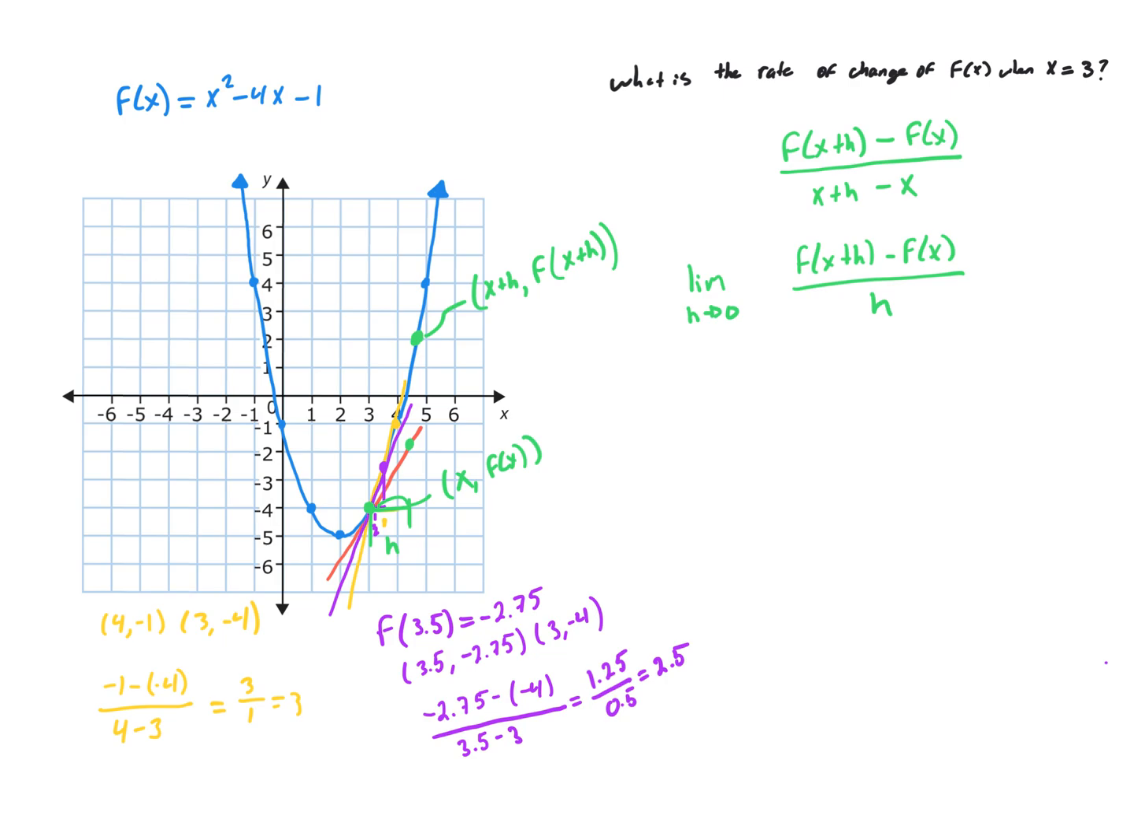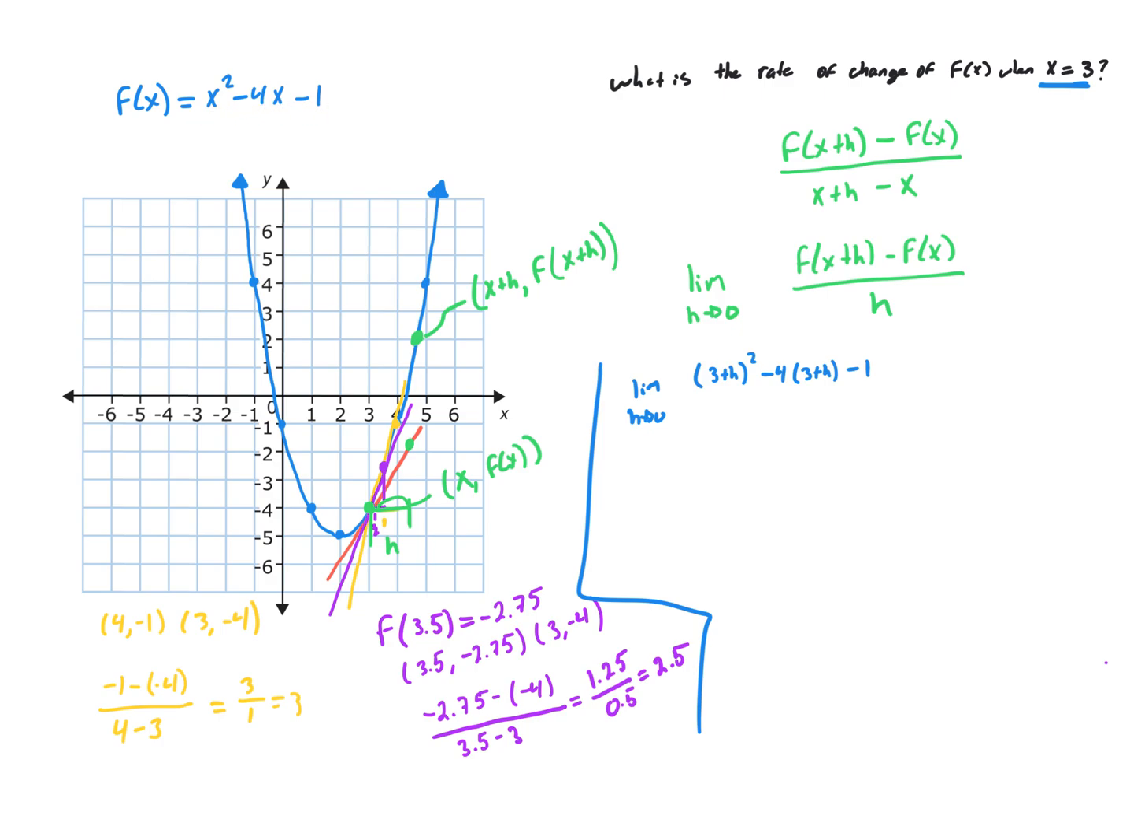So let's see if we can actually do it for this one here, for whenever x is equal to 3. So let's actually use the function we have. So we're looking for the limit as h approaches 0 of my function of x plus h. So this is going to be 3 plus h squared minus 4 times 3 plus h minus 1. So what we just did is I plugged x that we want plus h into this function.